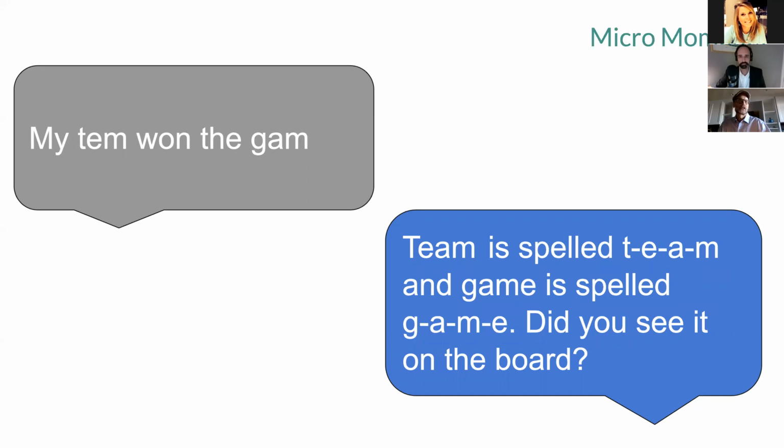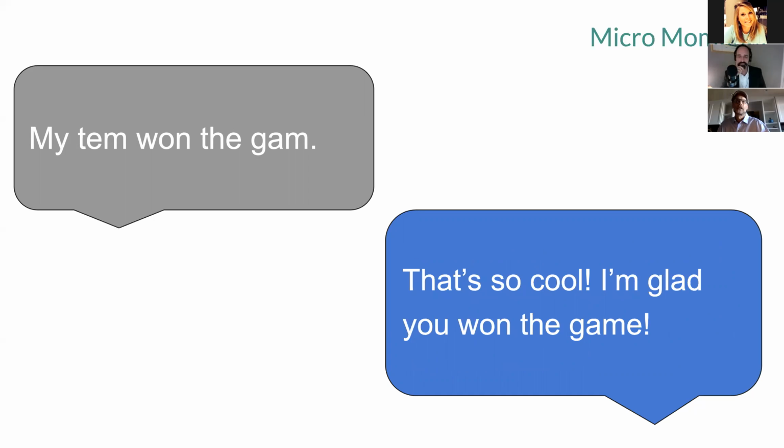And then finally, if a student were to share with you something like, "My team won the game." This could be in writing workshop, physically in writing, or a text. One possible response is, "This is how you spell team. Team is spelled T-E-A-M. Game is spelled G-A-M-E. Did you see it on the board?" As opposed to what I just call, "Let's just be human. It's so cool that you won the game. I'm glad you won." So the idea is, what are our habits on interacting with students?